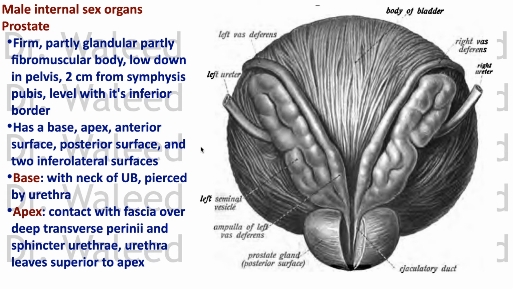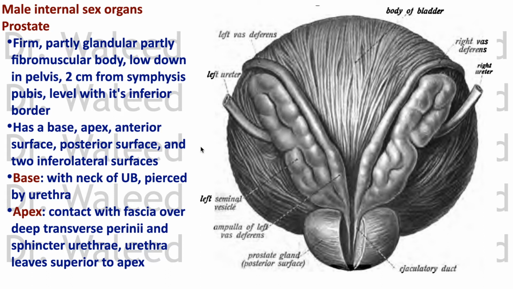The base, as I told you, is facing the neck of the urinary bladder, and of course it's pierced by the urethra. So the pre-prostatic urethra was part of the urinary bladder and then started the prostatic urethra by piercing the prostate and running through the prostate downwards and forwards to emerge from above the apex anteriorly of the prostate.